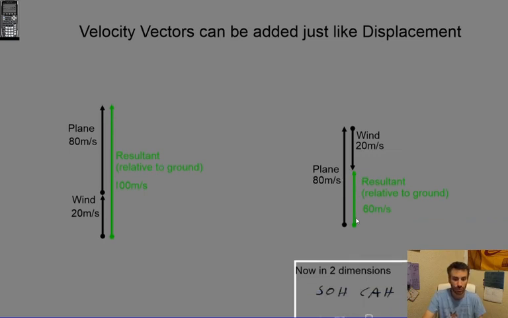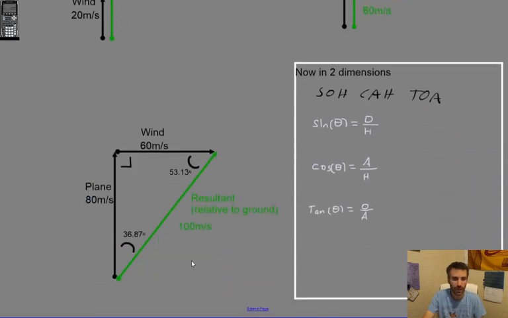Now if there is a crosswind, then we would have, again, tip to tail vector addition. The tip of one vector, we put the tail of the next, and then the resultant gets drawn from the very beginning to the very end. In this case, I have an 80 meter per second vector of the plane with a crosswind of 60 meters per second. Is this realistic? No, planes typically will fly faster than that, but nonetheless. So the resultant would be 100 meters per second. We would use the Pythagorean theorem to figure that out.